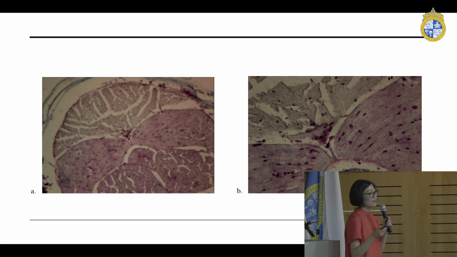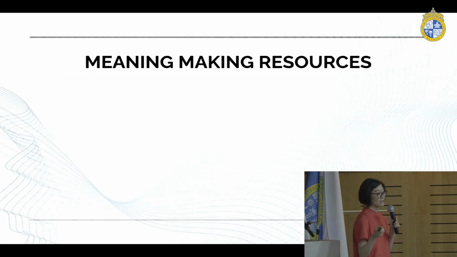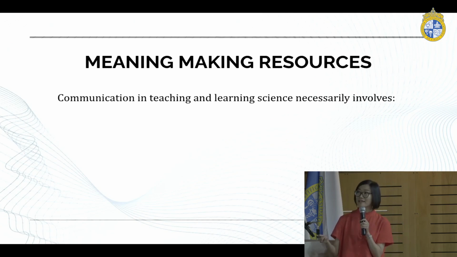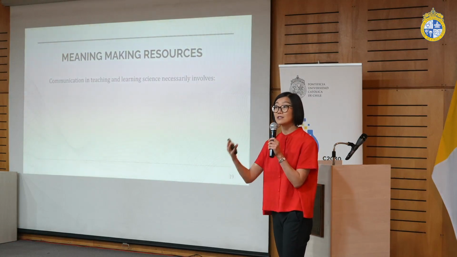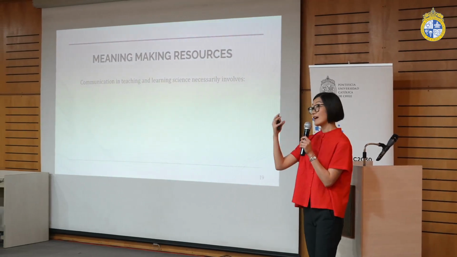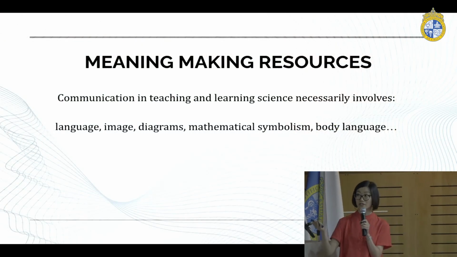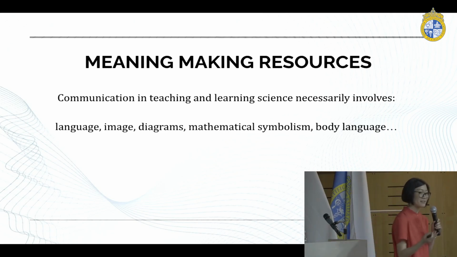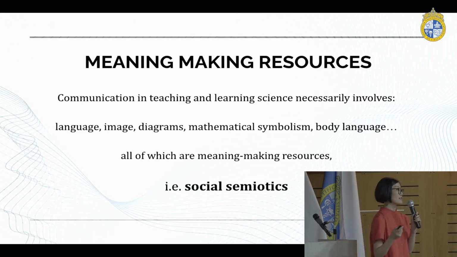Okay. So here, we have a survey of different kinds of representation of meaning. All of these that I've shown are meaning-making resources. They make meanings. So communication in teaching and learning science, how we communicate with students about our knowledge and how students demonstrate their learning, is through using these resources. And these resources necessarily involve language, image, diagrams, mathematical symbolism, body language as well. That's why we need to have face-to-face lectures. And all of these above are meaning-making resources known as social semiotics. Okay, so all of these are social semiotics.